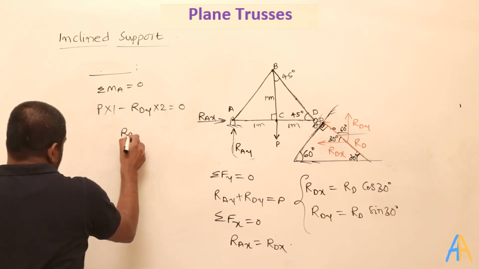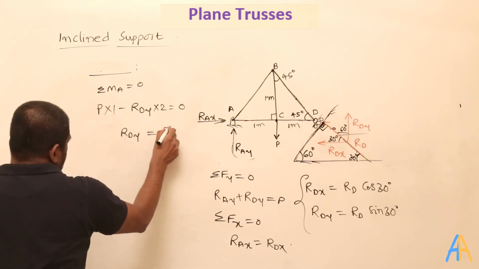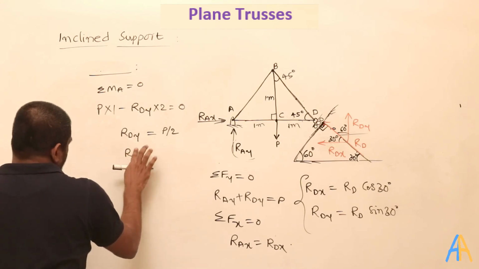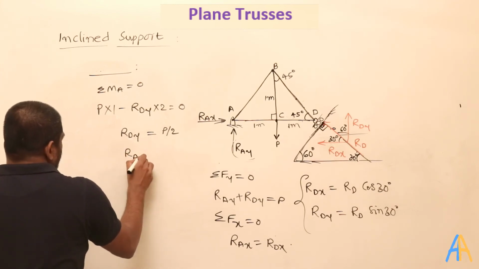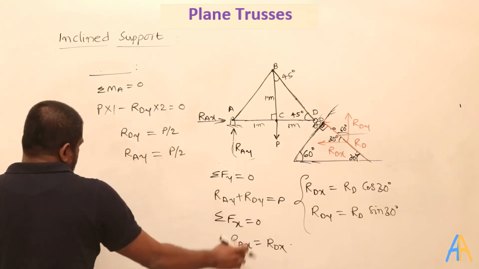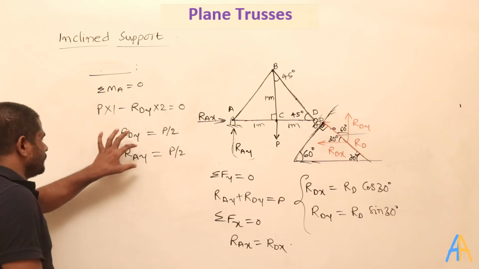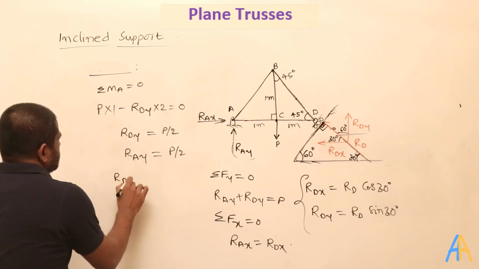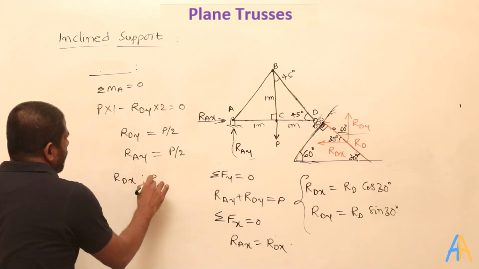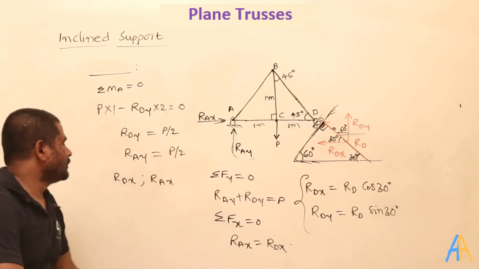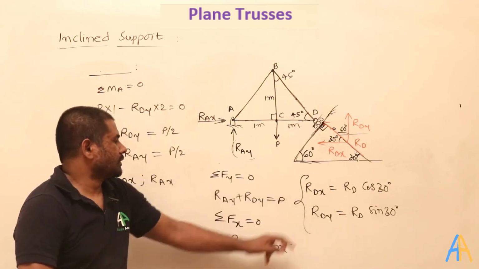So RDY equal to how much? P by 2. So that RAY also will become P by 2. Why? Because from this relation. And how will you find out the RDX and then RAX? How will you find out this? By using these relations.